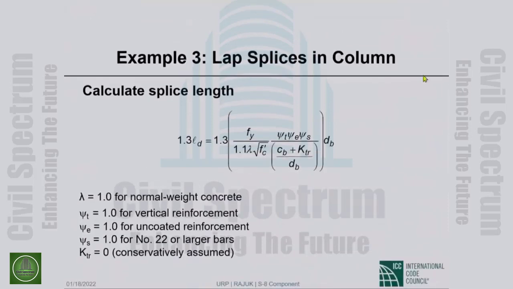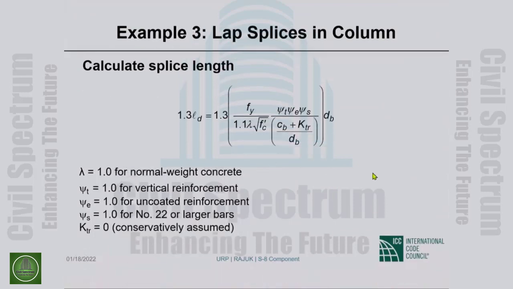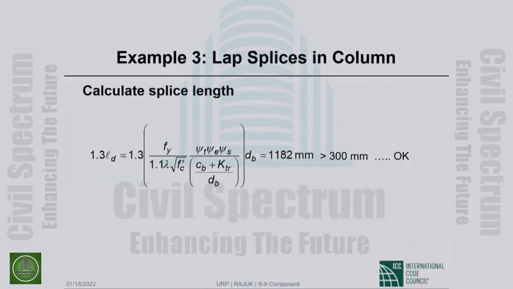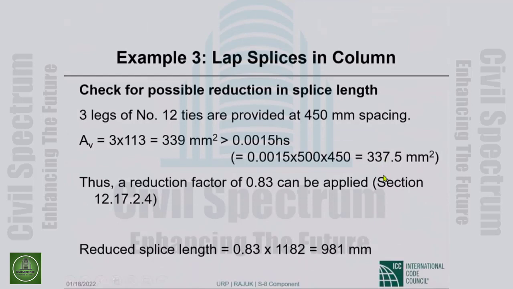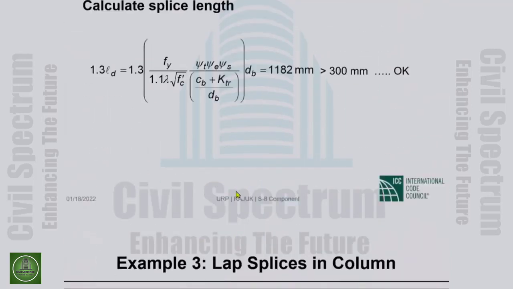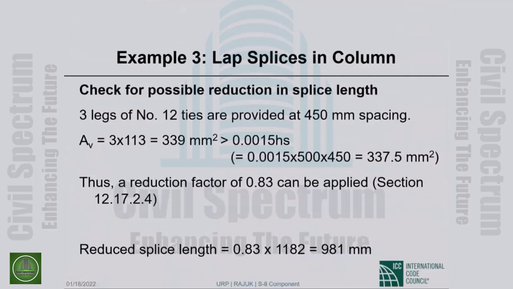Development length is given by this expression, and I do not know that I want to take you through the details. It's a pretty routine calculation, and the lap splice length comes to 1182 millimeters. The minimum is 300 millimeters. So, that's a long lap splice.